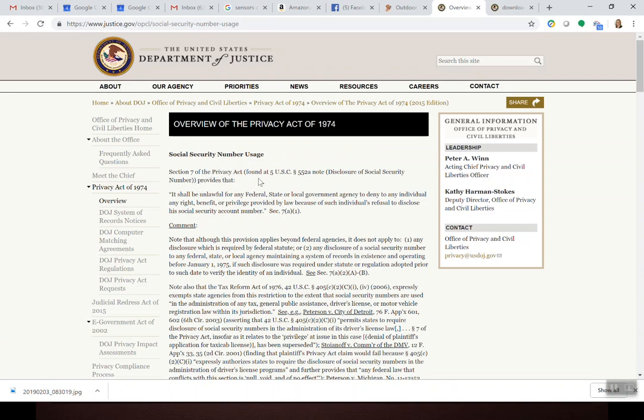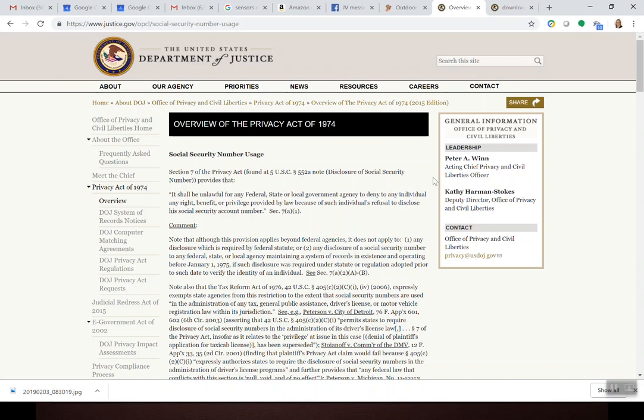Social Security number usage, and look at this. Section 7 of the Privacy Act, found here, provides that it shall be unlawful for any federal, state, or local government agency to deny to any individual any right, benefit, or privilege provided by law because the individual refused to disclose his Social Security account number. Didn't know that, huh? But yep, that's in the federal law. Also, please be sure you realize that the Privacy Act only applies to federal, state, or local government agencies.